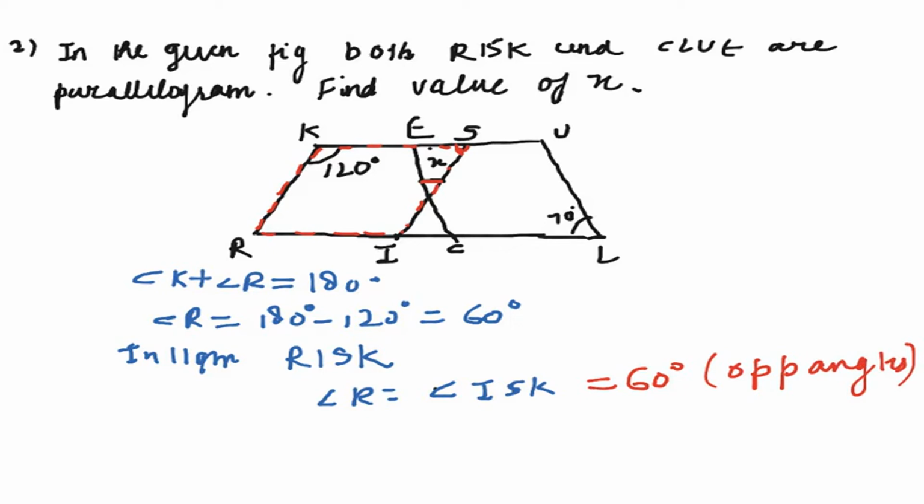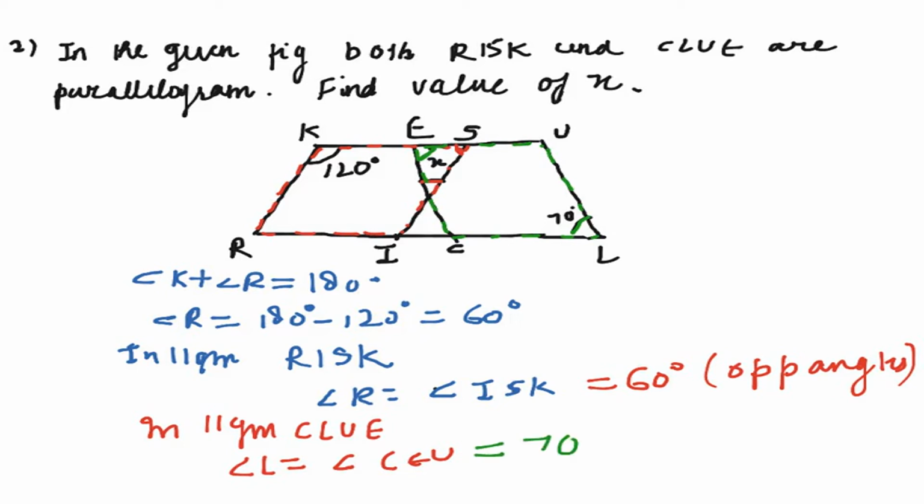Similarly, if we talk about the parallelogram CLUE, angle L will be equal to angle CEU. Now let's mark it by the dotted line. Here we have the parallelogram CLUE. So in this, this angle will be equal to this angle, right? Why? As these are the opposite angles of a parallelogram, right? Now let's mark this point as O.